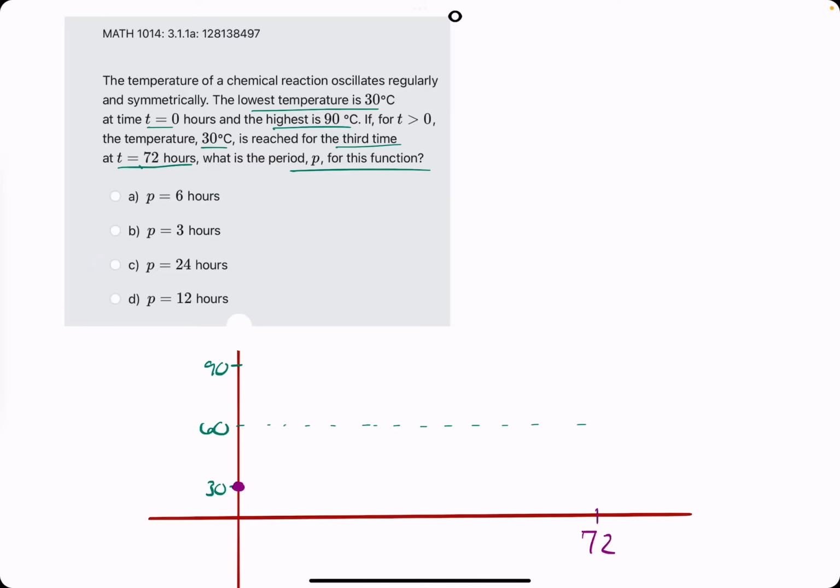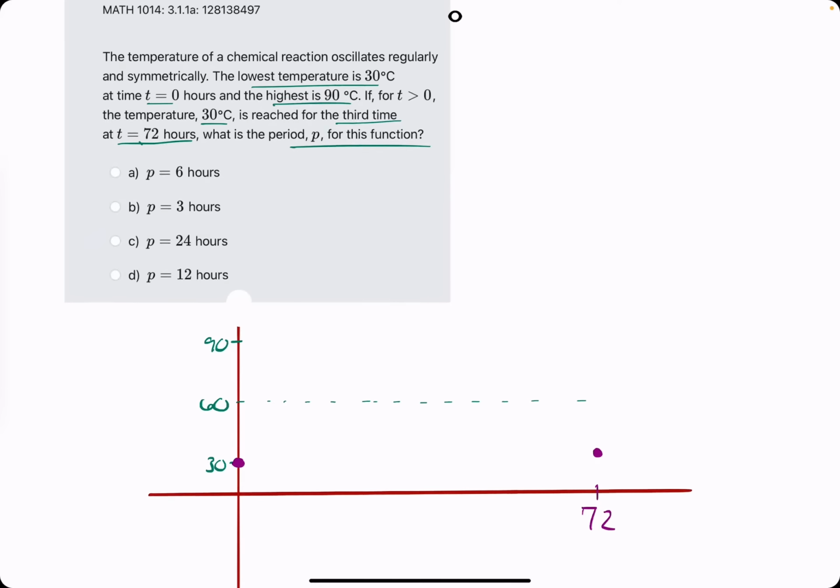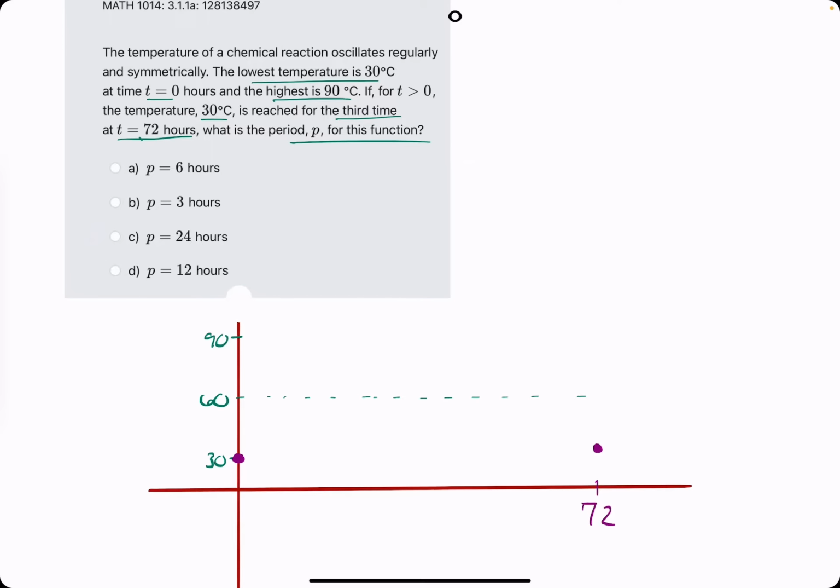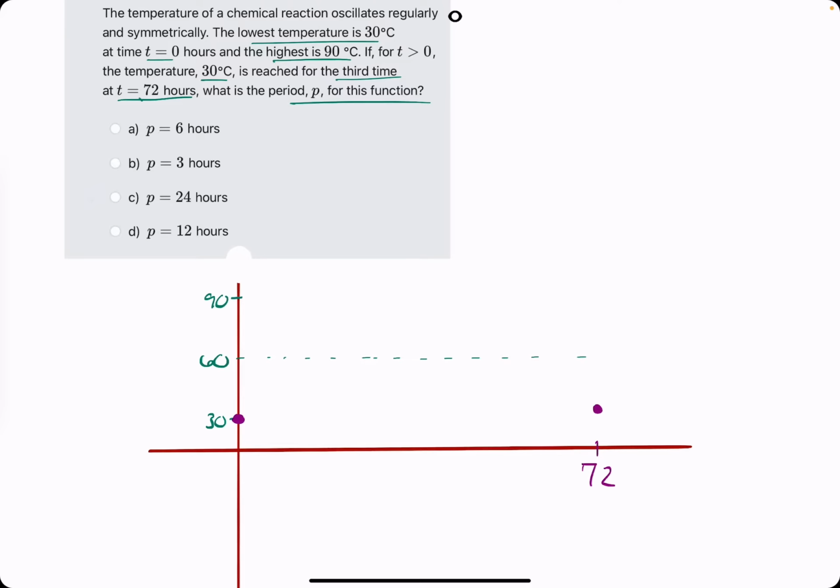It says 30 is reached for the third time. So I'm assuming, let's see if I can get this right here. For time values greater than 0, 30 is reached for the third time. So they're not counting time 0 as one of those three. They're saying after 0, it hits a temperature of 30 three more times.